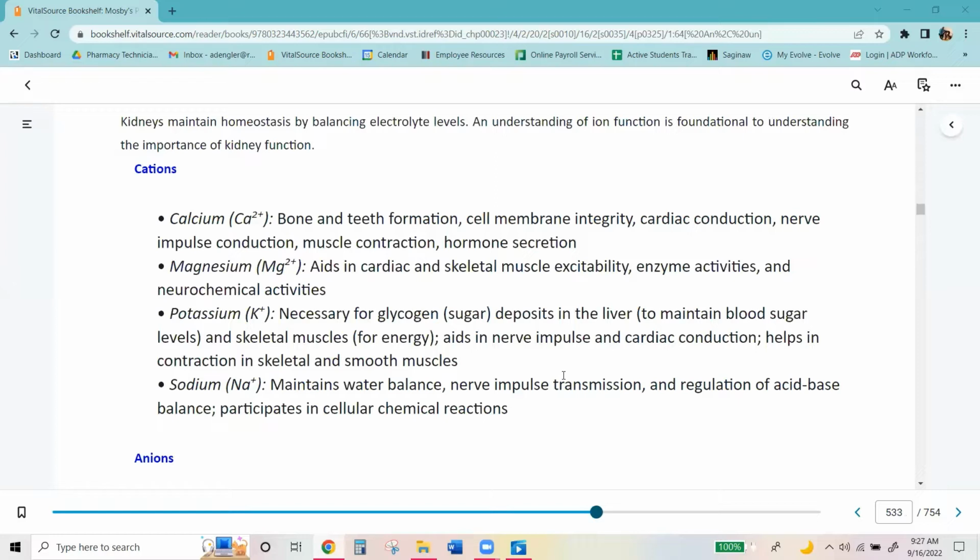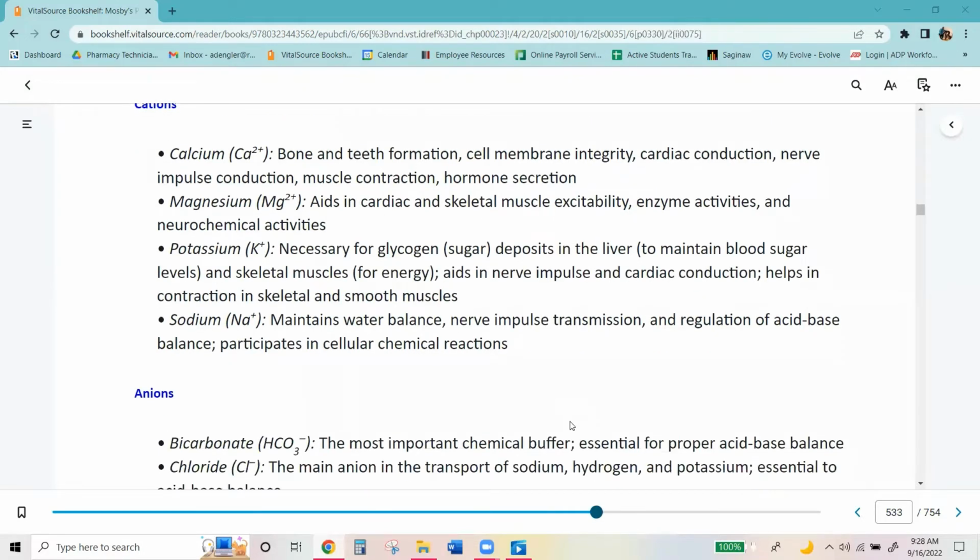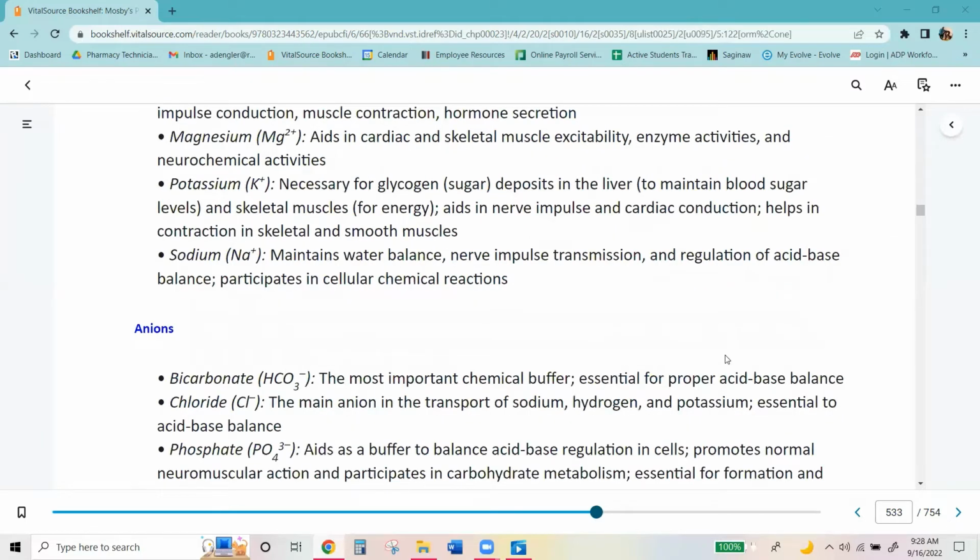Calcium helps with bone and teeth formation. Magnesium aids in cardiac and skeletal muscle excitability, enzyme activities, and neurochemical activities. Potassium is necessary for glycogen sugar deposits in the liver to maintain blood sugar levels and skeletal muscles for energy. It aids in nerve impulses and cardiac conduction, and it helps in contraction in skeletal and smooth muscles. Sodium maintains water balance, nerve impulse transmission, and regulation of acid-base balance, and it participates in cellular chemical reactions.